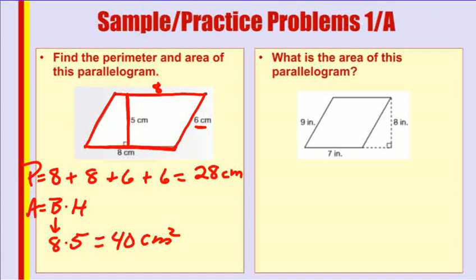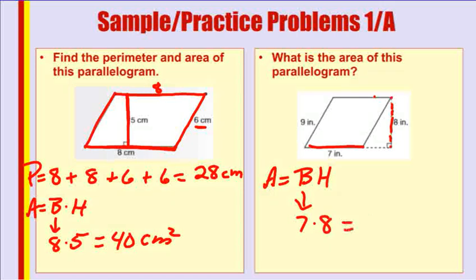Problem 2, what is the area of this parallelogram? So finding the area. Again, area of a parallelogram is base times the height. Our base is going to be 7. And then our height, here you've got to look at from the top to the bottom, which would be this dotted line here. So that is 8. 7 times 8 gives us 56. So this would be 56 square inches. So the one thing to remember is for the height, it's got to be a straight or a perpendicular line to the base. It can never be a slant.